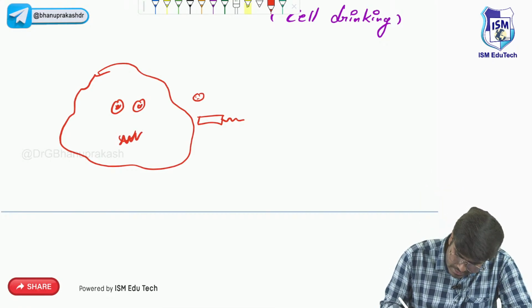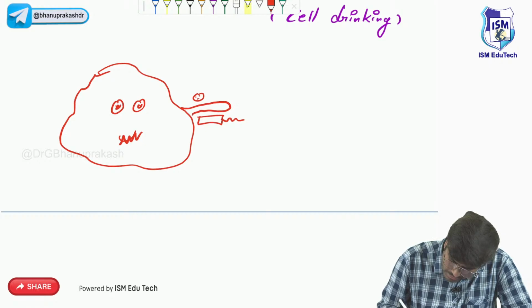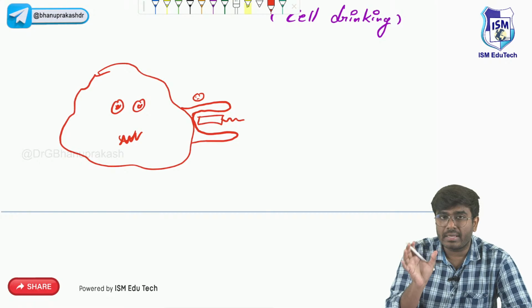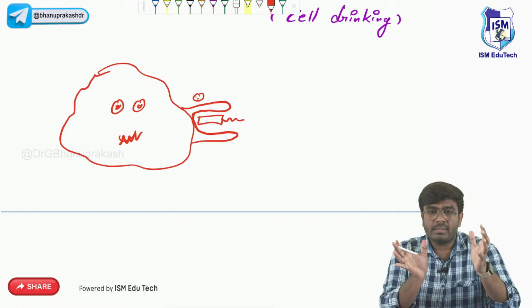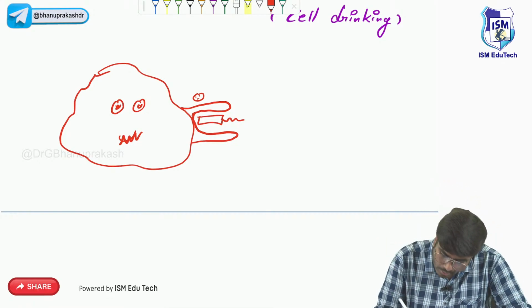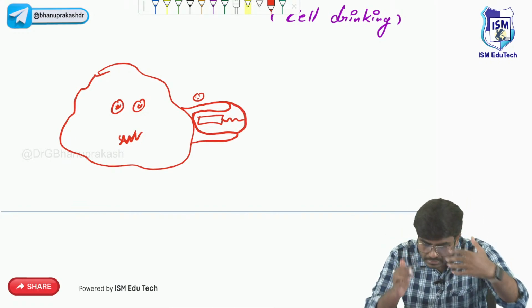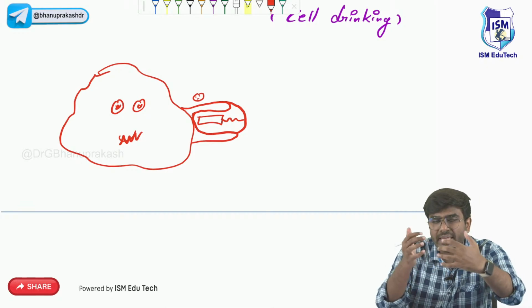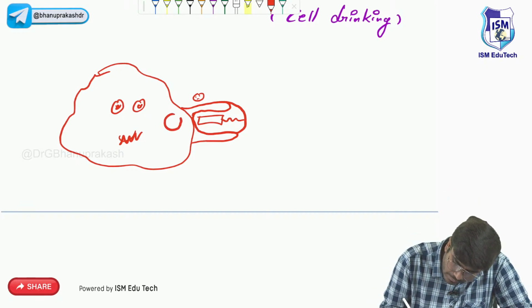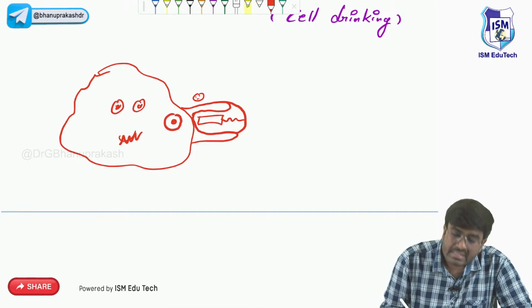Our macrophage will protrude its cell membrane like this. These are called the pseudopods. Now these pseudopods will completely surround the bacteria and will take this bacteria into the cell. The bacteria is taken into the cell inside a vesicle.